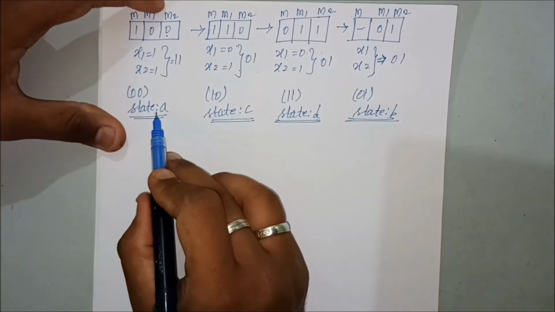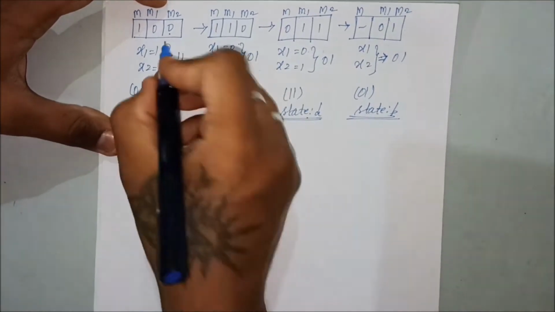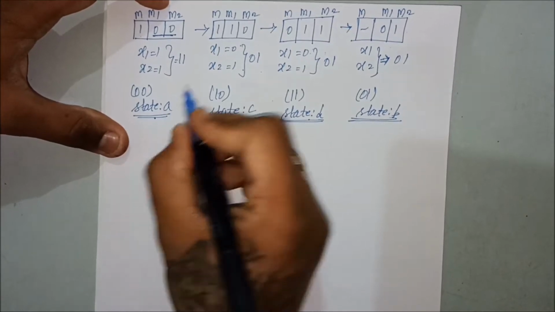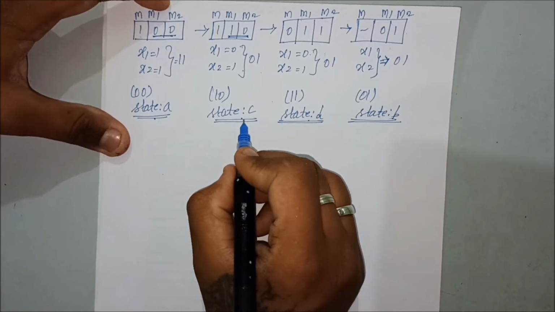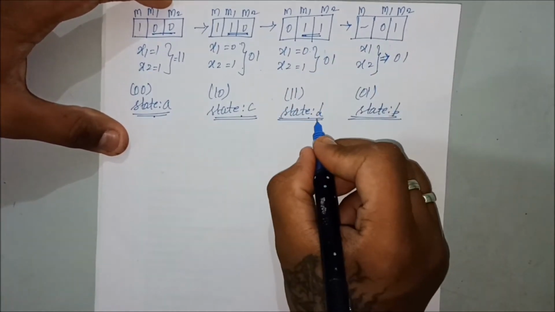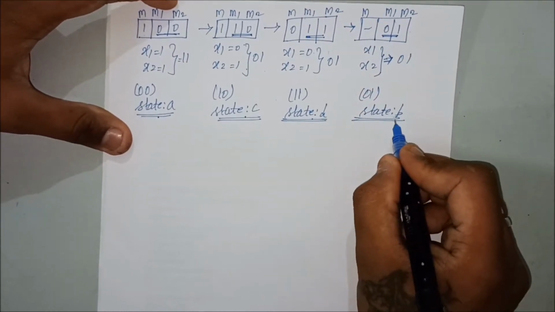So how we are representing that: state A, state C, state D and state B. When the m1 m2 value is 0 0, I represent state A. When the m1 m2 value is 1 0, I represent C. When the m1 m2 value is 1 1, I represent state D, and when it is 0 1, I represent the state value as B.